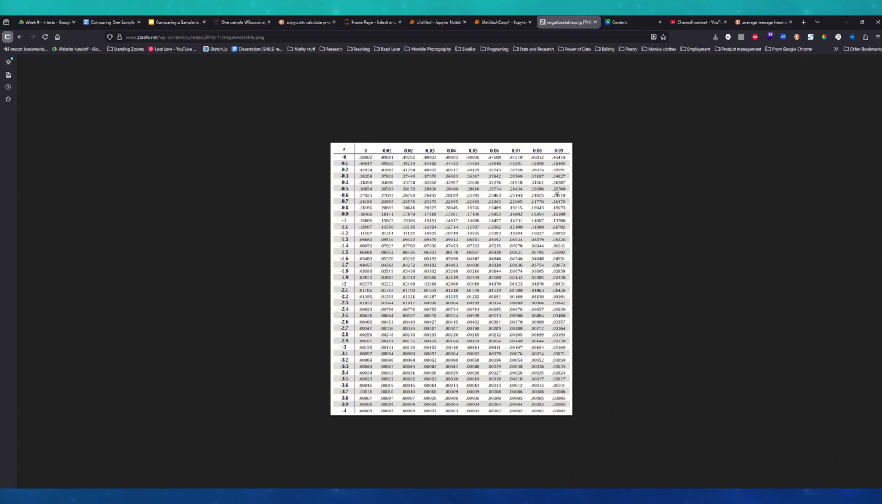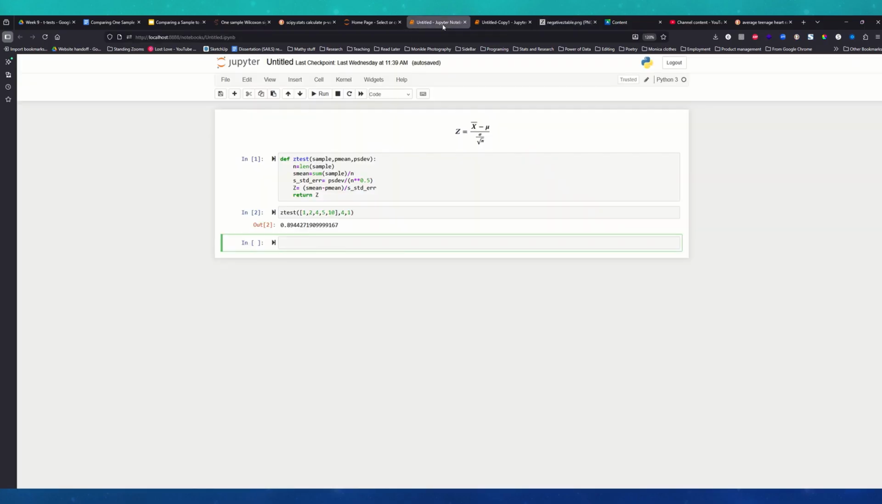So our z is associated with a probability of 0.18673. So a little over 18% of the values in this population are going to be more extreme than this. And if we had an alpha of 0.05, this would not be enough to reject our null hypothesis. And so we have to accept the null hypothesis that these data do not come from a different population than our reference population.